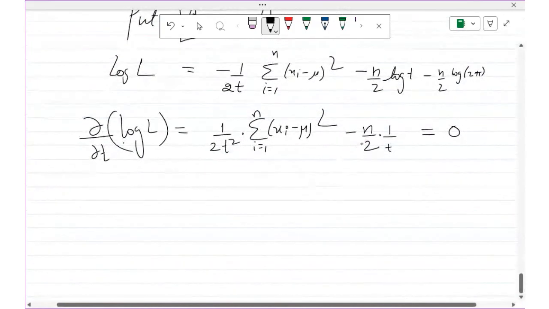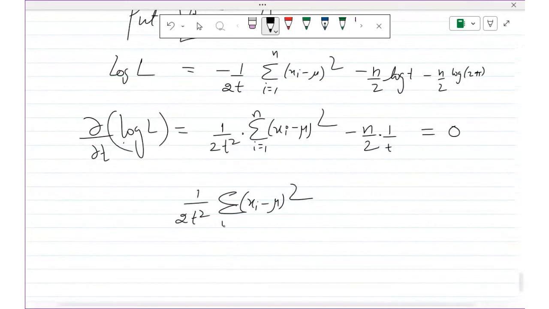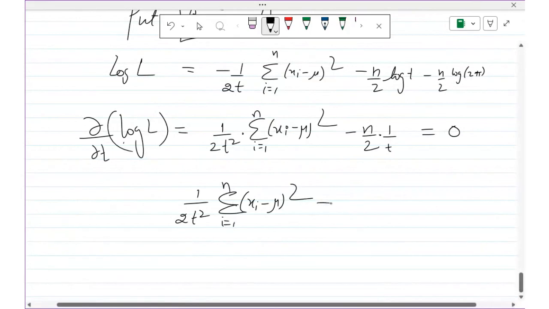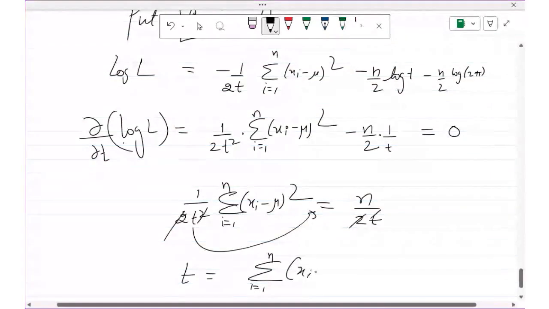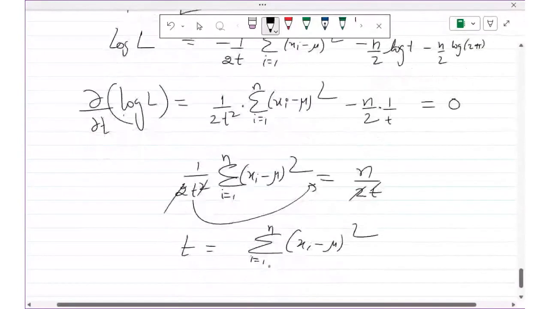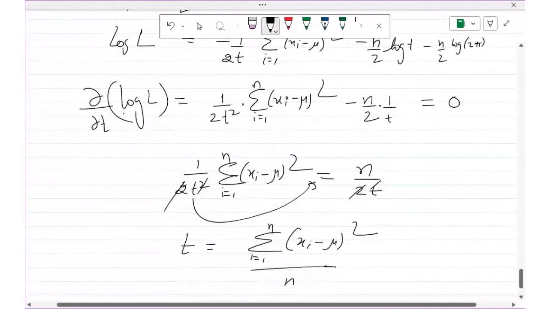Now send this n by 2 t on right side. So you will get 1 upon 2 t square sum of xi minus mu whole square, i varying from 1 to n, is equal to n by 2t. So this 2 will be cancelled out, one t will be cancelled out. Send the t on this side, send the n on left side. So you will get t is equal to sum of i varying from 1 to n xi minus mu whole square divided by n.